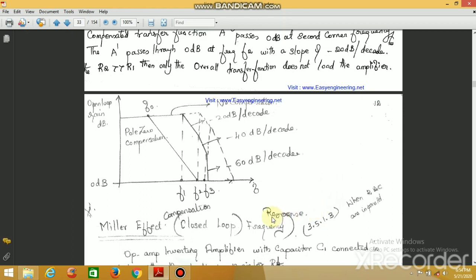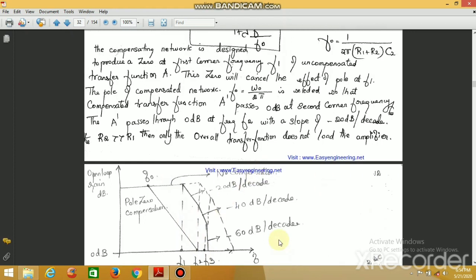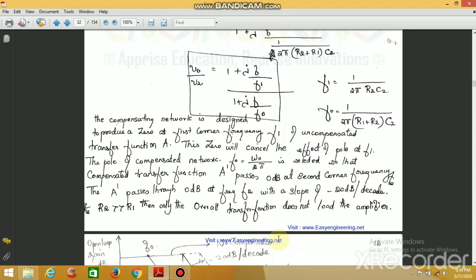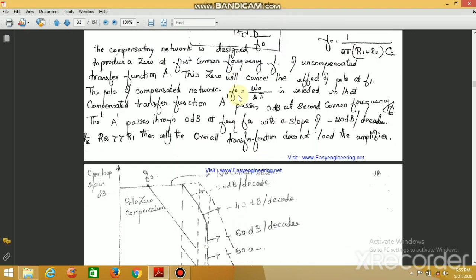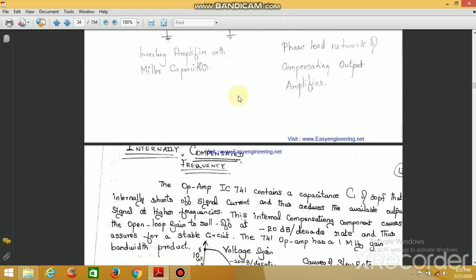So the pole effect will be largely seen at the higher frequencies and the zero effect will be largely seen at the lower frequencies. So for the lower frequencies the compensation will be obtained, and again for the higher frequencies the compensation will be obtained. So this pole zero compensation is suitable for lower as well as higher frequencies, whereas the dominant pole compensation is only suitable for the lower frequencies.